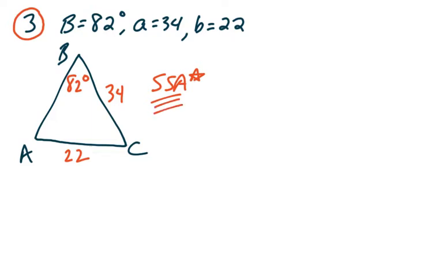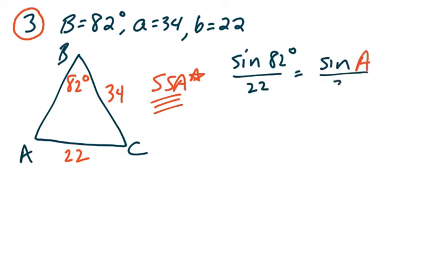Notice what we have. We do have the B's, so I'll use a law of sines for B's, and I'll match up with the A's so I can try to solve for angle A. Here we go. Sine of 82 degrees over 22 equals the sine of angle A, which I'm trying to solve for, divided by side A.